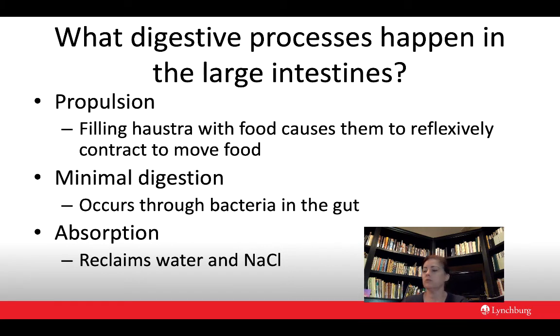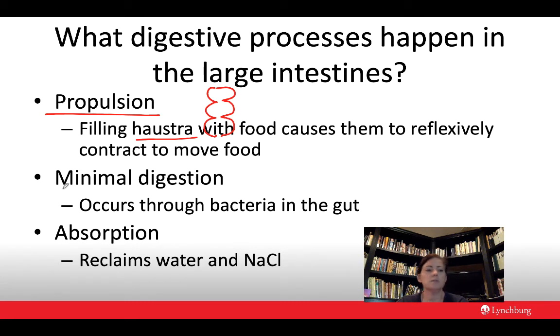Okay, so here's your digestive processes broken down for the large intestines. We do have propulsion that's happening here, and those haustra, those balloon type areas in the large intestines, when they fill with food, it causes them to contract. So it's a reflex that happens automatically. When they're filled up with food, it causes the smooth muscle to contract, and that helps propel the food along our large intestines.